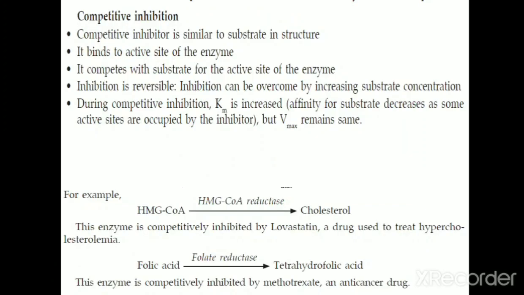After that, you should write at least two examples. The best example is the drug used in hypercholesterolemia, atorvastatin. The atorvastatin group of drugs inhibits the HMG-CoA reductase enzyme of cholesterol biosynthesis. The second drug is methotrexate. It's an anti-cancer drug, and methotrexate acts as a competitive inhibitor of the folate reductase enzyme.